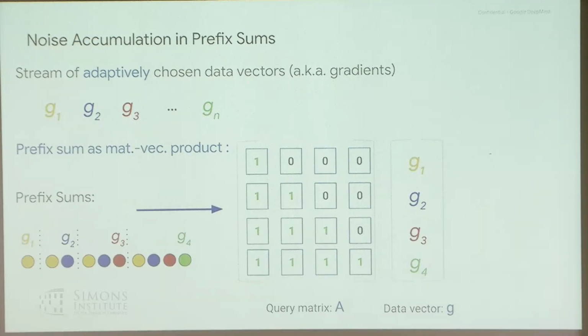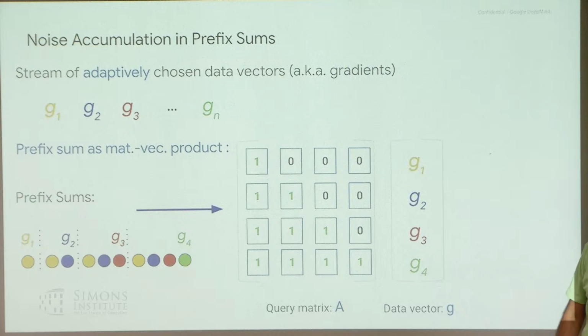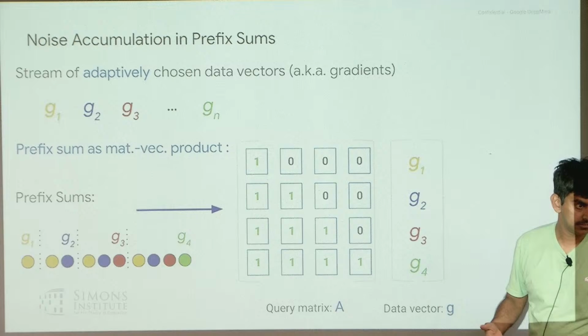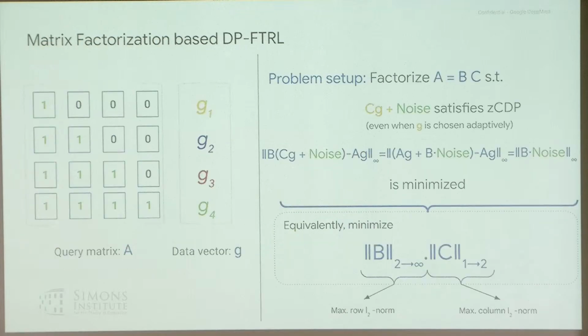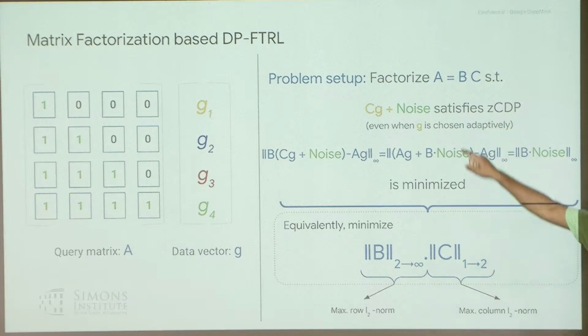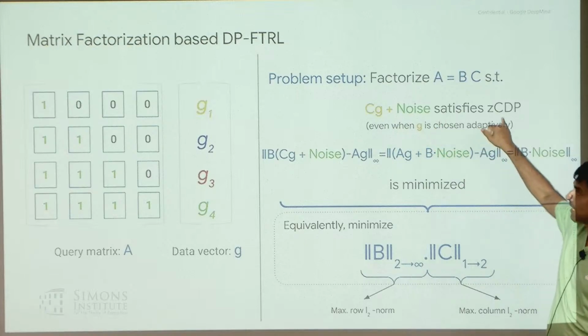So I will change the perspective a little bit. Just pretend the gradients are dimension 1. If they're not, these things still work. I will write this prefix sum estimation as a matrix-vector product: a lower triangular matrix of all ones multiplied with the sequence of gradients. You want to compute this while preserving differential privacy. So formally, the problem is to factorize this lower triangular matrix of ones into B times C such that C times the gradient vector plus noise satisfies differential privacy.